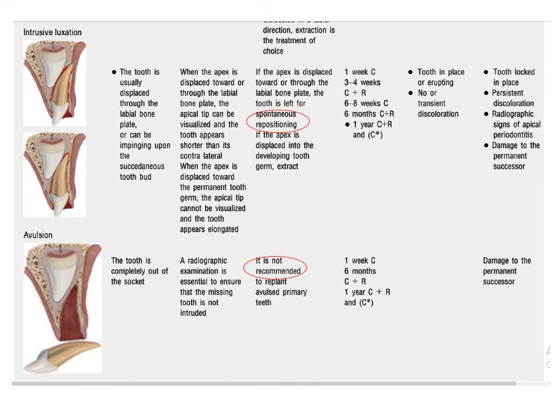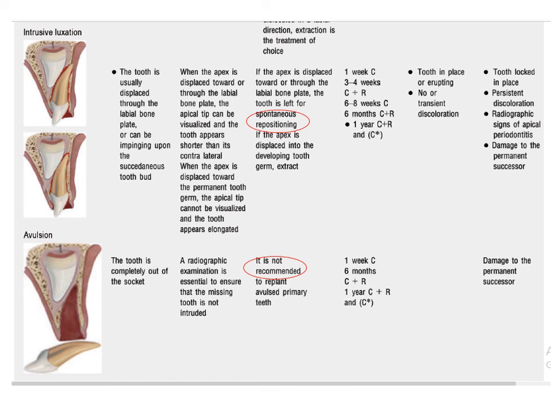Next is intrusive luxation. The tooth is displaced palatally, lingually or labially, and it will be immobile. In this case we need to take a radiograph to see if it is impinging on the position of the permanent tooth, and the treatment is spontaneous repositioning of the tooth. And if the apex is displaced into the developing tooth germ, then we need to extract.